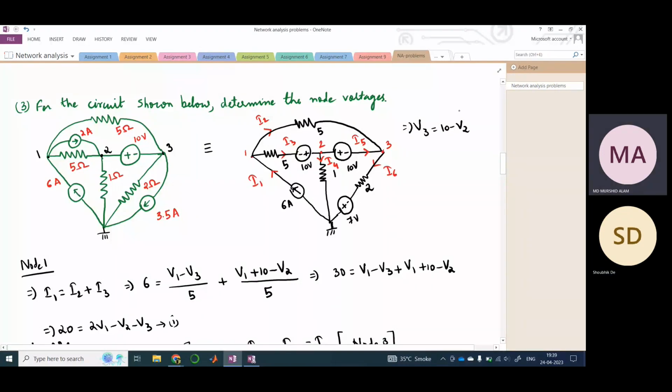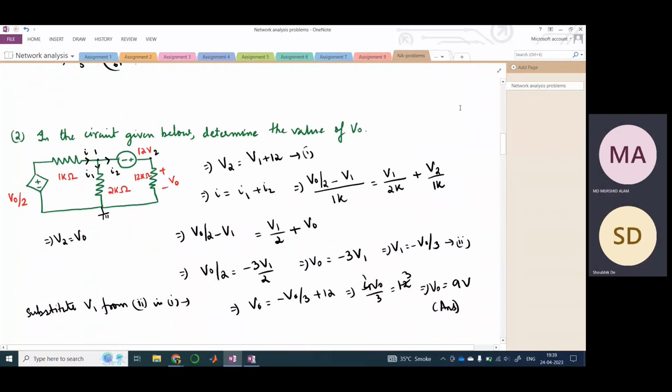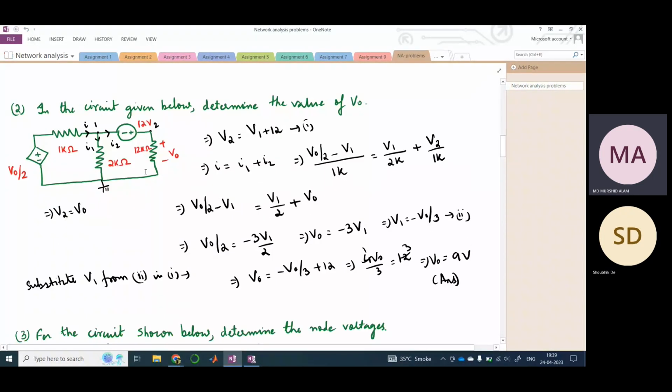Sir, in the previous question, VT is equal to V1 plus 12. In this question, question number two, here V2 is equal to V1 plus 12. Sir, next question, confusion.